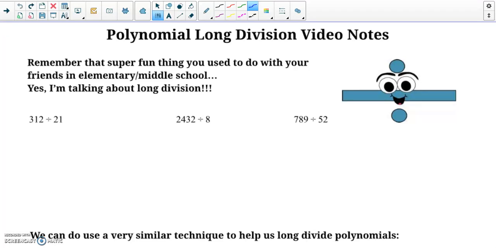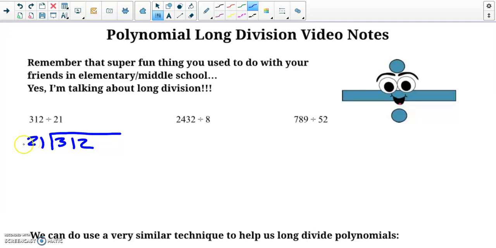Okay? So I wanted to just start out by recapping how you actually do long division because the process we're going to use today is very similar. Okay, so if we wanted to do 312 divided by 21, we'd write it 21, 312 there. We'd say how many times does 21 go into 3?